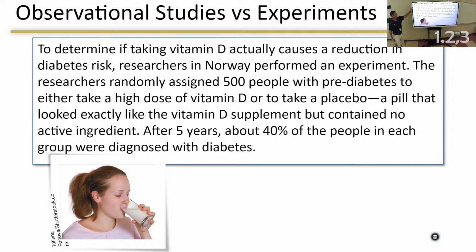To determine if taking vitamin D causes a reduction in diabetes risk, researchers in Norway performed an experiment. So now we're going to do an experiment. The researchers randomly assigned 500 people with pre-diabetes to either take a high dose of vitamin D or a placebo. A placebo is a pill that looks exactly the same, it just doesn't contain anything. After 5 years, 40% of the people in each group were diagnosed with diabetes.